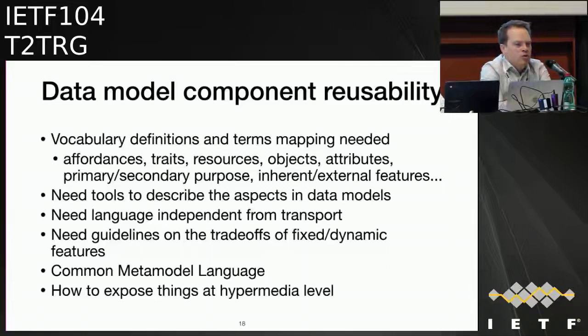One conclusion was that we do need tools that we can use to describe these data models. And there also seems to be a need for a language that is independent from the transport. This common metamodel language, which Michael will be discussing later, is one example of that. Also, there are a lot of choices you have to make when you design these data models, in particular, how fixed or dynamic the features of the data models should be. We did manage to gather a bit of guidance on that, but getting a bit more formal, writing a wishy note on that, or even a research group RFC, could be very helpful. And finally, since we've been focusing quite a bit on hypermedia in this work, we discussed how you actually expose these things as hypermedia on different levels.